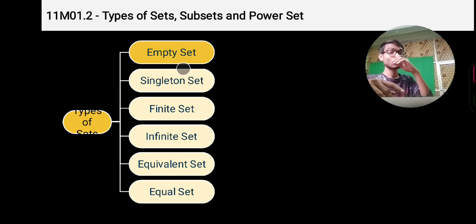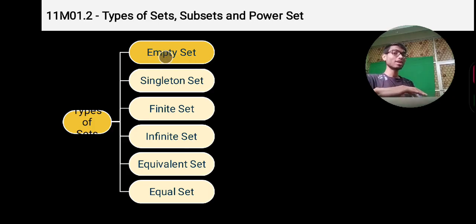A set which does not have any element. Okay, any element. This set has nothing. A set which has nothing, only curly brackets. So this set will be an empty set.